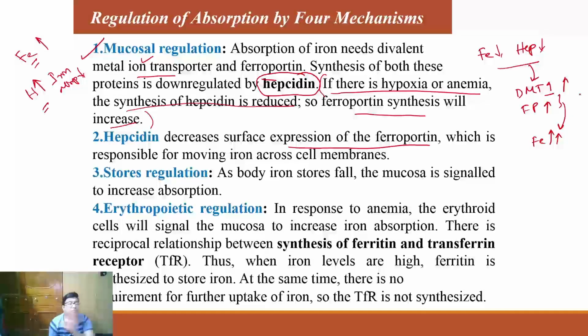If iron is high, we don't need iron. How is it controlled? Iron stores trigger the synthesis of hepcidin. Hepcidin will negatively affect the iron absorption transport proteins. So if the iron absorption transport proteins, that is DMT1 and ferroportin, are reduced, there will be no absorption of iron. Fine.